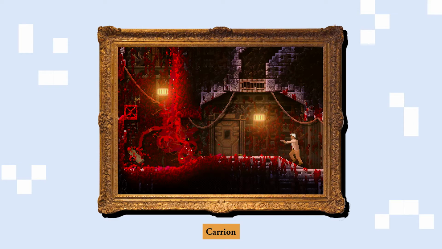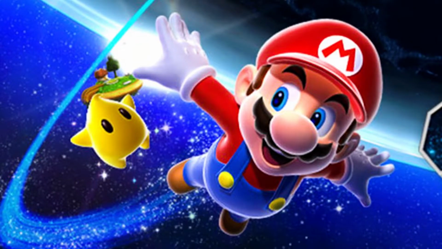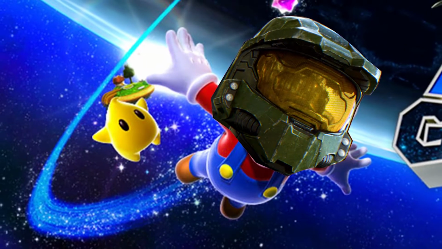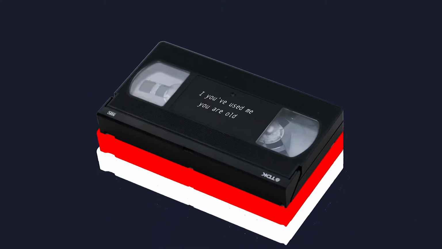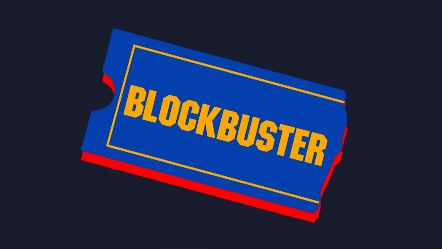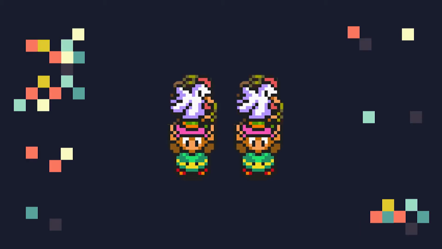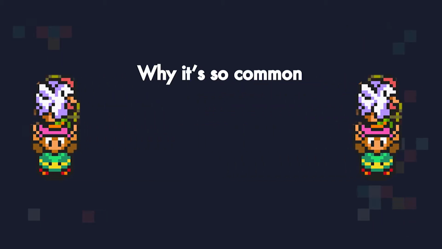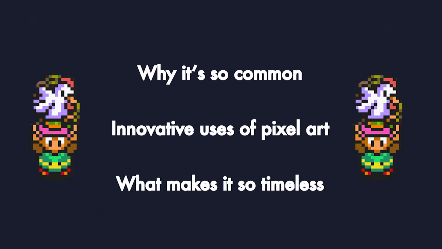Because for the generation younger than me, who grew up on the likes of Super Mario Galaxy and Halo 3, pixel art is some dusty relic of an ancient past before they were born, like VHS tapes, Blockbuster Video and dial-up internet. Yet pixel art prevails. I'm going to look at why, at innovative uses of the style, and at what makes it so timeless.